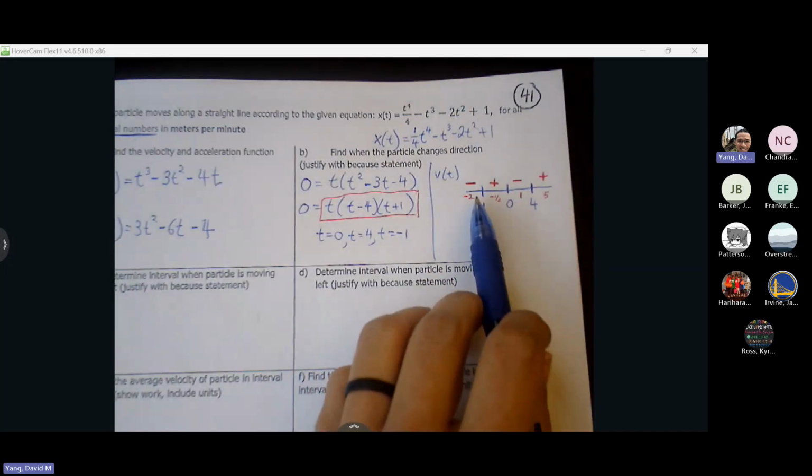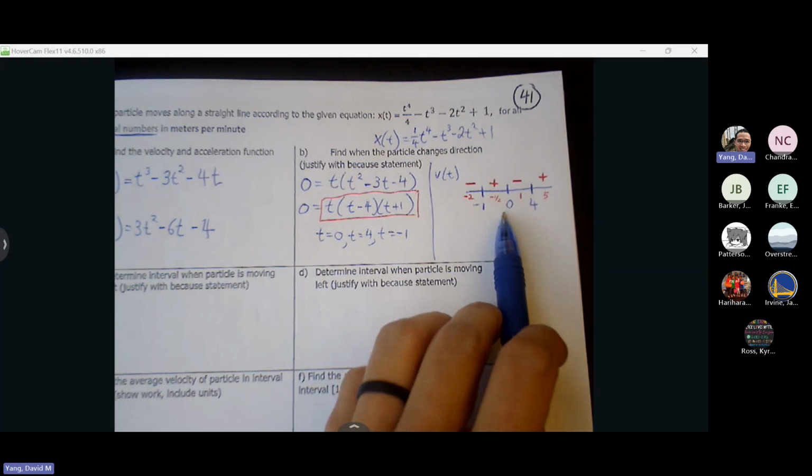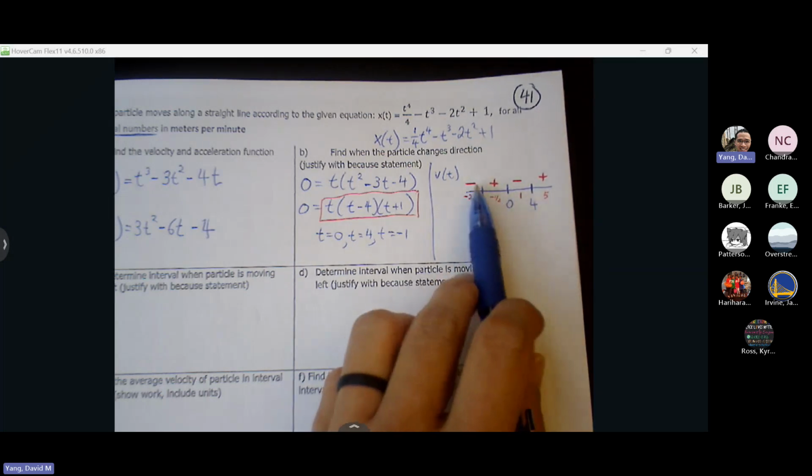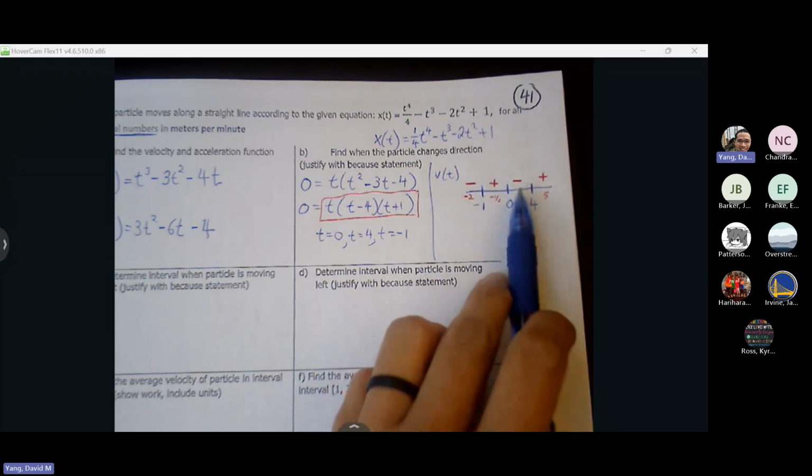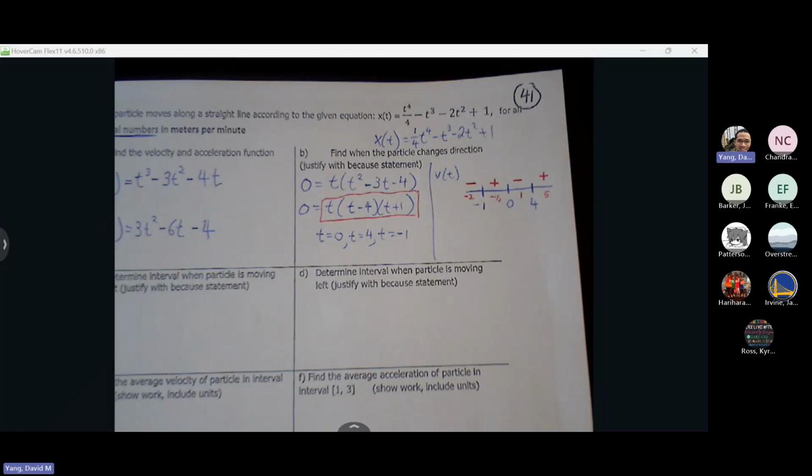So we can confirm that there's a direction change at -1, 0, and 4, because there's a sign change at each of these. Each of these is a time when the object stops.